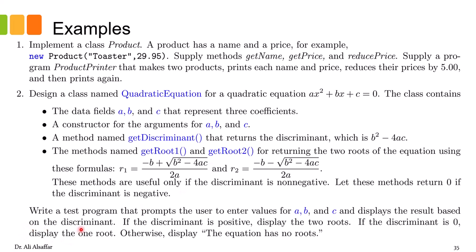So write a test program after we finish the class. Write a test program that prompts, it means asks the user to enter the values for a, b, and c, and displays the result based on the discriminant. If the discriminant is positive, display the two roots. If the discriminant is 0, display the one root. Otherwise, display that the equation has no roots.